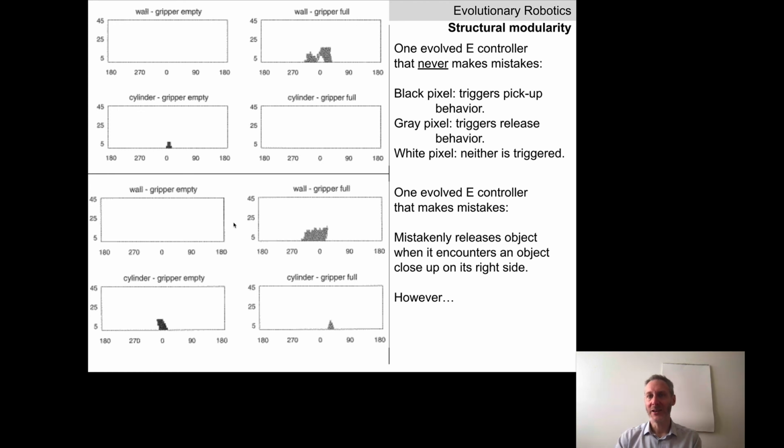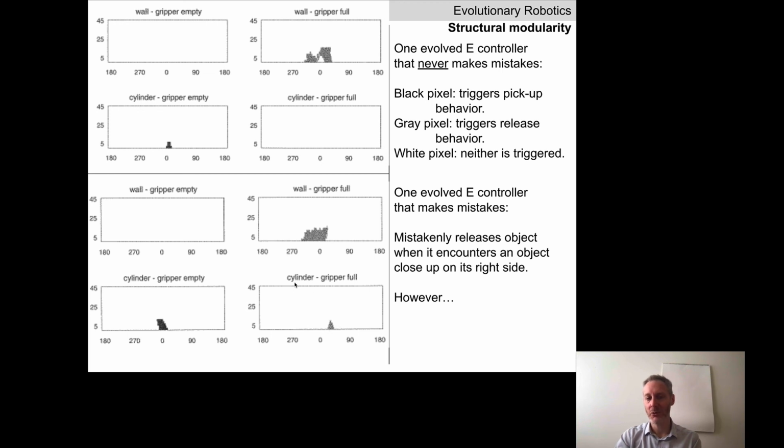This is a second evolved E-controller. We again placed it back in the robot under lots of different conditions, and when the robot is close to the wall and its gripper is full, it, gray pixels, releases the object. That's good. When the robot is close to a cylinder and its gripper is empty, in a lot of cases it grasps the object. That's good. This is not so good.